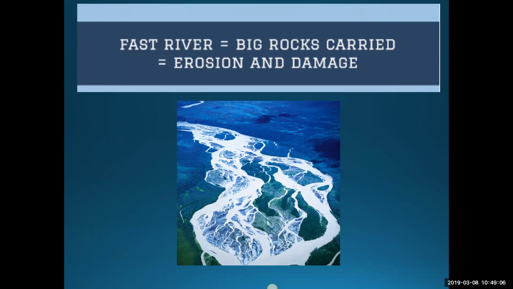So this relationship here is important. If it's a fast river, that means it can carry big rocks, which means that those big rocks can collide with anything in its path and destroy stuff. So fast river, big rocks means lots of damage.